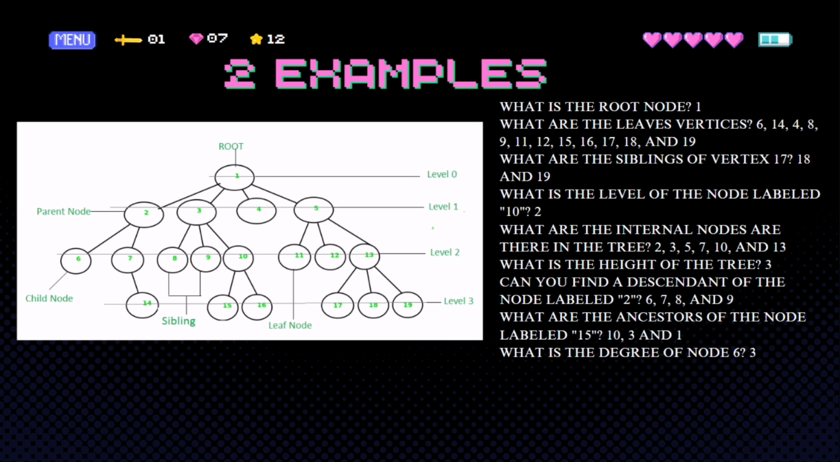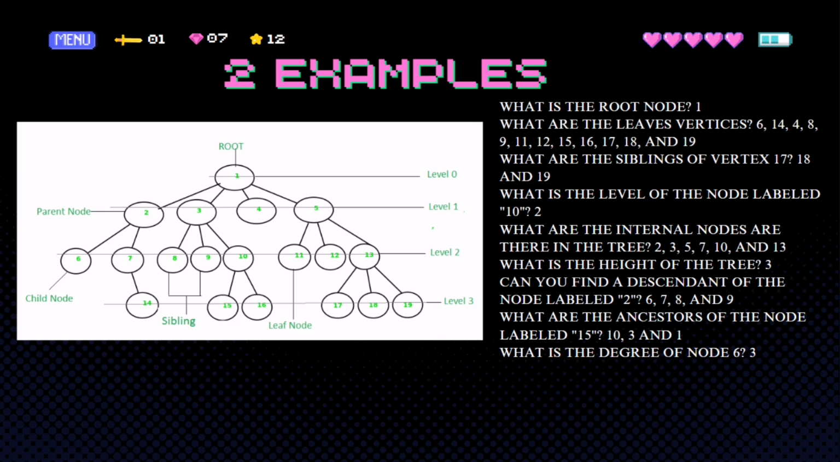Kaya yung level ng 10 is 2. The next question is, what are the internal nodes in the tree? So the internal nodes in the tree are 2, 3, 5, 7, 10, and 13. The next question is, what is the height of the tree? So the height of the tree is number 3.